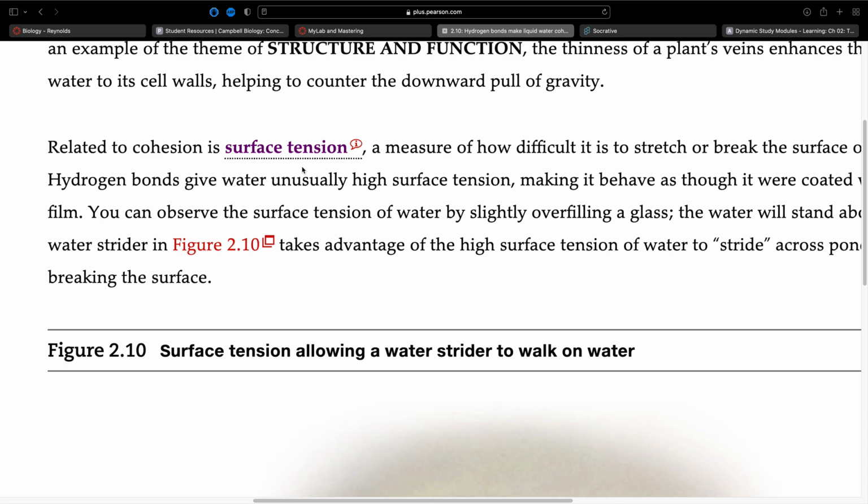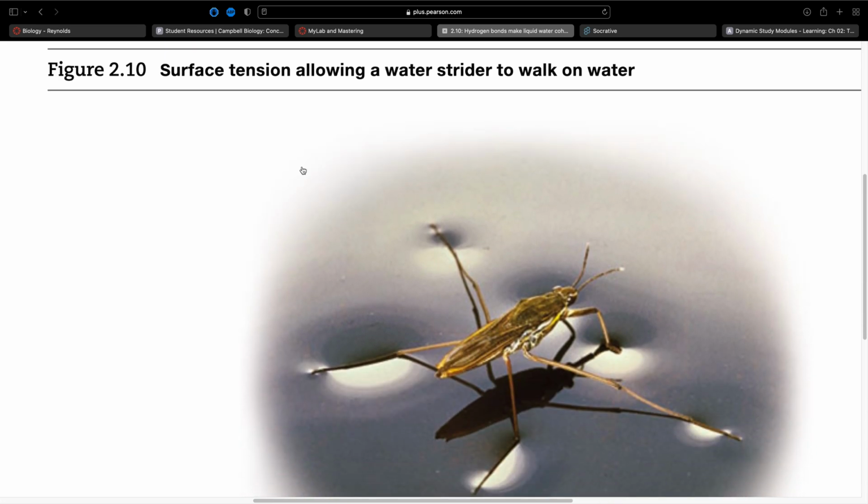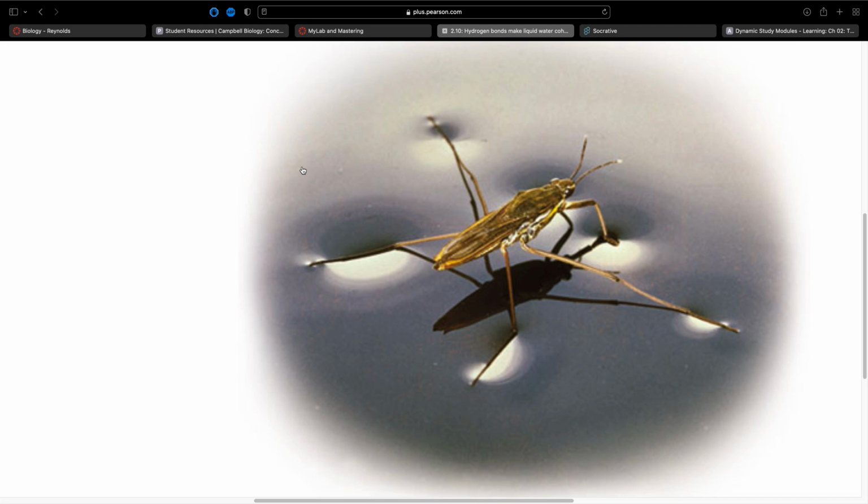Is surface tension caused by cohesion or adhesion? Yeah? Cohesion, right. So when you see this insect standing on water, he's bending the surface tension of the water sticking to itself.